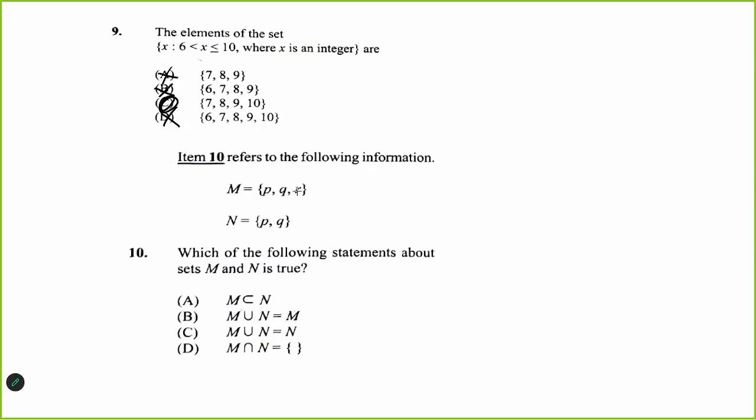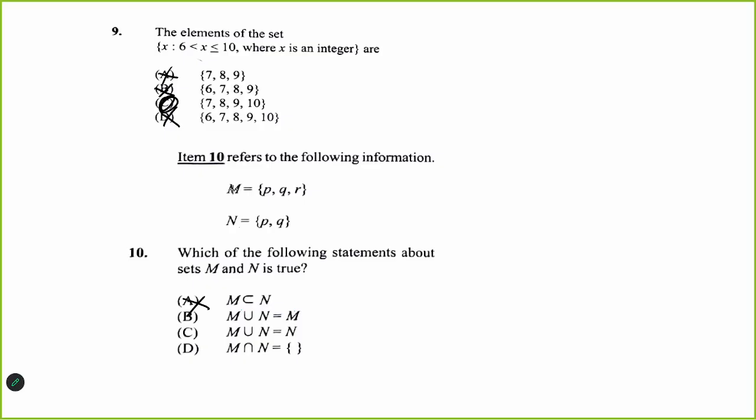M refers to PQR. N is PQ. Which of the following statements about M and N are true? This means subset. Meaning, is M a subset of N? All the elements found in M found in N? No, that is not true.